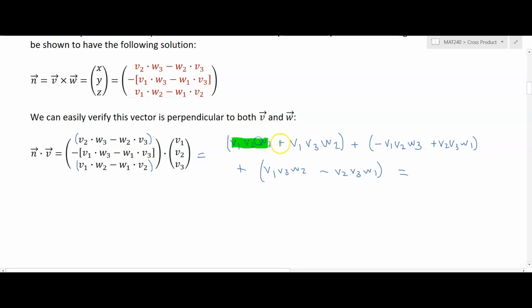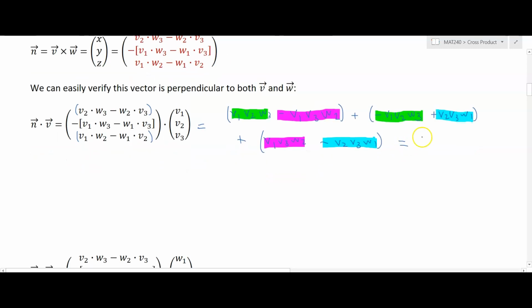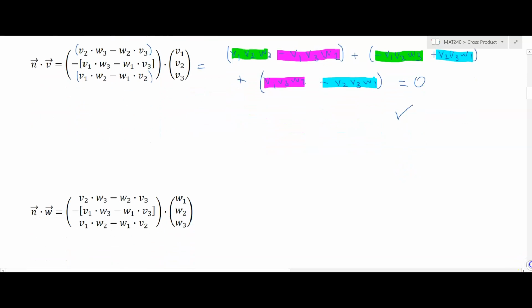So I have a positive v1 v2 w3 here. Then right here, negative v1 v2 w3. So those will cancel out. Here I have a negative v1 v3 w2. Here I have a positive v1 v3 w2. And then lastly, I see that v2 v3 w1 and negative v2 v3 w1 will cancel out, and that will produce 0. So that checks out. So far, so good. So far, our formula is correct.